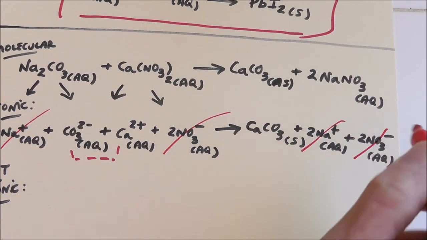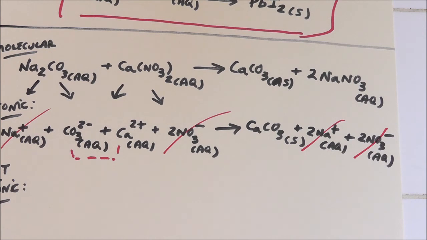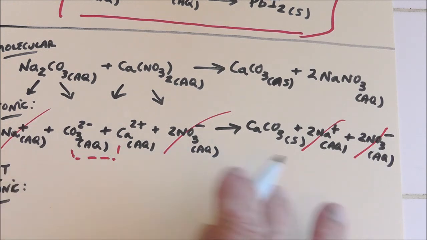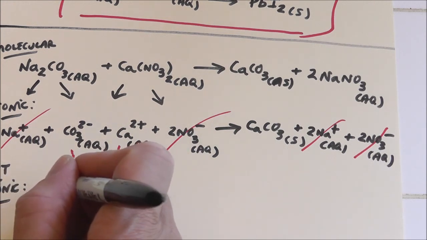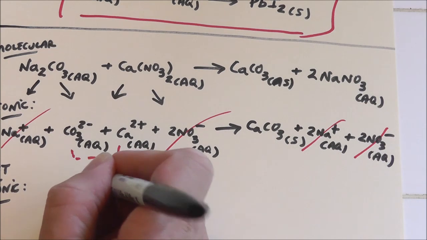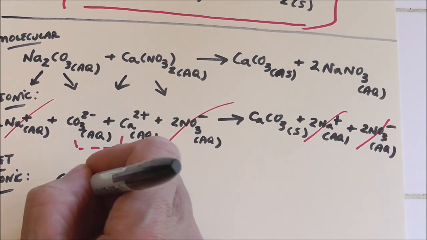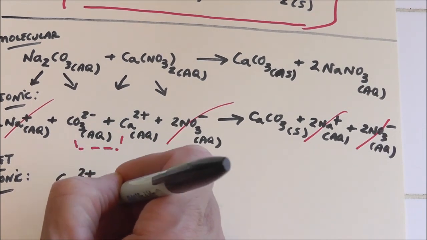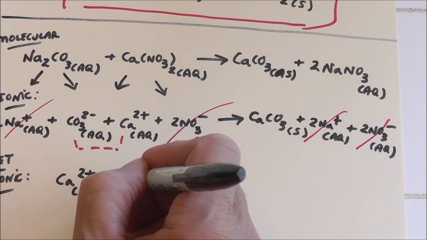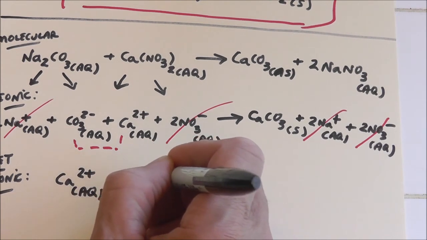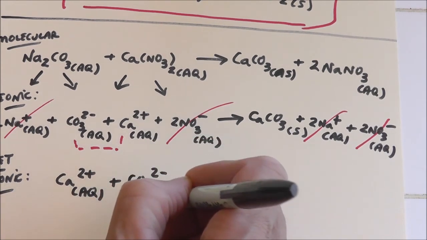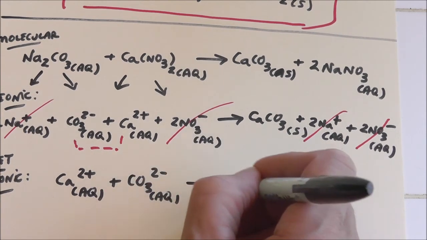You can make whatever sound effect you like, but I like the whew. So then what you could do is now rewrite this without the spectator ions. That's the net ionic, is that whenever a calcium and a carbonate see each other and come into contact, the driving force of this reaction is that they will make a precipitate.